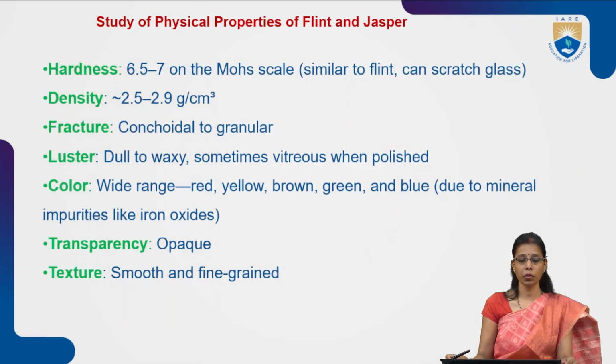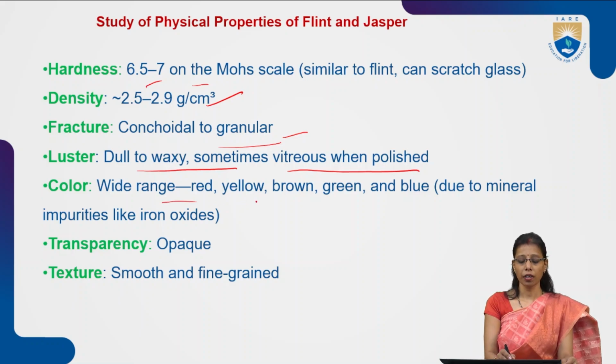Now if you talk about the hardness of this jasper, it is 6.5 to 7 on the Mohs scale, similar to flint, and can scratch glass. Density is 2.5 to 2.9 grams per cubic centimeter, and the fracture here is conchoidal and granular. Luster is dull to waxy, sometimes vitreous when polished. Color has a wide range: red, yellow, brown, green, blue, due to mineral impurities like iron oxides.